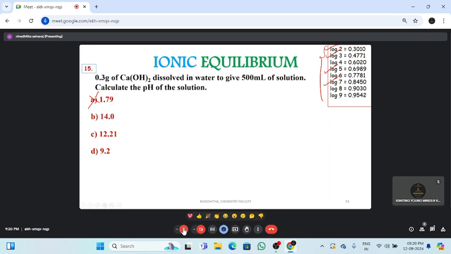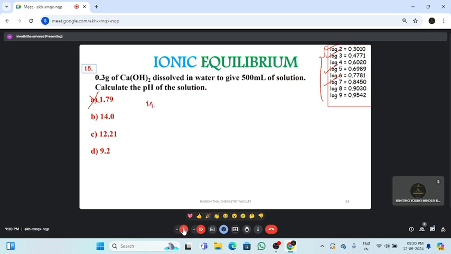Okay. In the first question, we were provided with the concentration of H plus. In the next problem, we were provided with the concentration of acid or base, from which we calculated the H plus ion and OH minus ion concentrations. In this case, we are not provided with the concentration, but they told us how they prepared the solution. So from this data, we have to find the concentration of calcium hydroxide. We know the formula, right? Basically, we have to find the molarity.